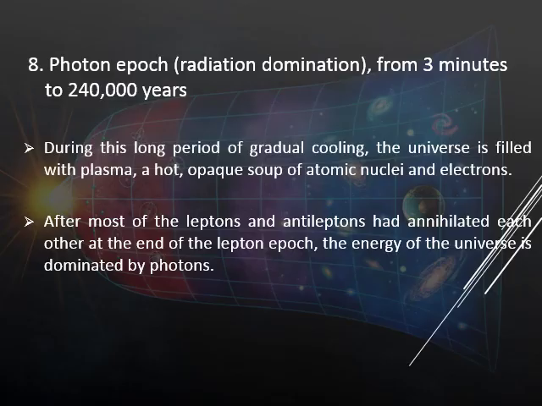So the eighth step is the photon epoch, radiation domination, from 3 minutes to 240,000 years. During this long period of gradual cooling, the universe is filled with plasma, a hot, opaque soup of atomic nuclei and electrons. After most of the leptons and antileptons had annihilated each other at the end of the lepton epoch, the energy of the universe is dominated by photons.